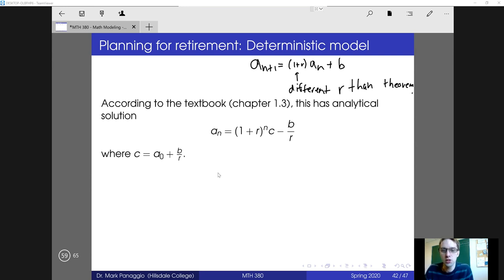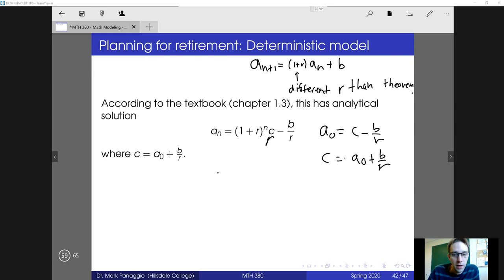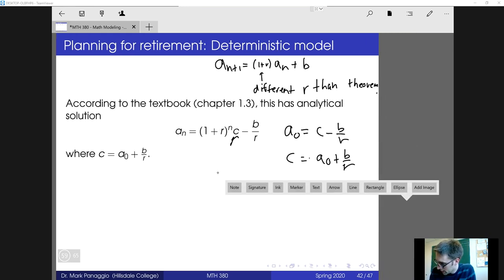And that equation should give us the correct answer for our initial condition. So if we plug in n equals 0, we'll get a_0 equals c minus b over r. And so c must therefore be equal to a_0 plus b over r. And so this parameter c, we can find its value once we know the payment amount that we're making and we know the initial investment. And once we've got that, we can start to compute the value of the investment at future points in time.